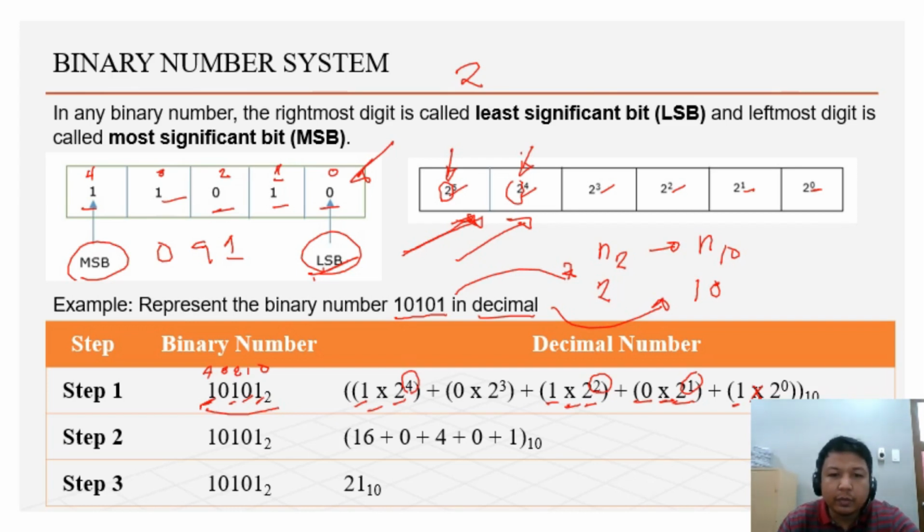Now, if we are going to get that, we have 1 times 2 raised to 4, we have 16. 0 times 2 raised to 3, that will be 0. 1 times 2 raised to 2 is 4. And 0 times 2 raised to 1 is 0. And then we have 1 times 2 raised to 0 is equal to 1. So, adding it up, we have the decimal value equal to 21. Therefore, the binary number 10101 is equivalent to 21 decimal.